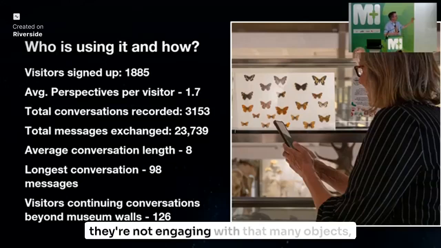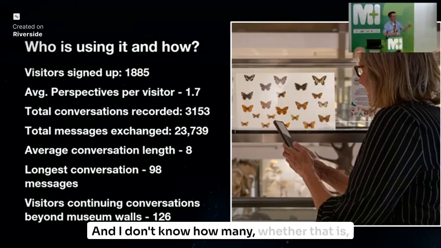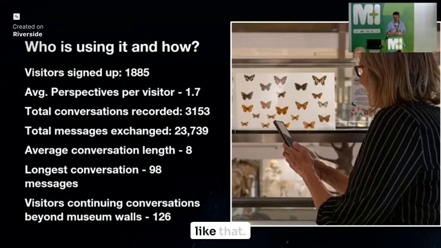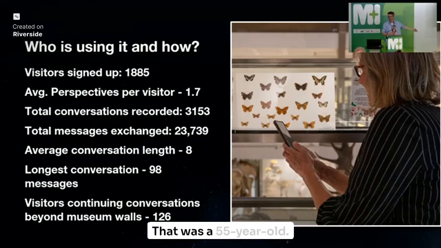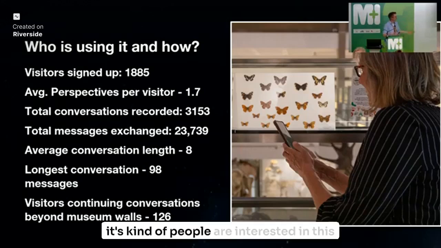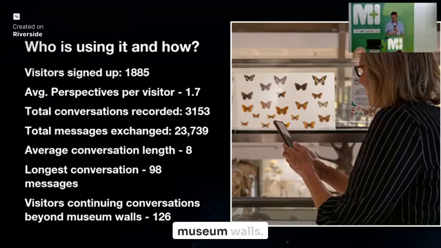They're not engaging with that many objects, so there's 1.7 per visitor. There are 15 in the museum with the opportunity. But they're talking, for example, 8 conversational messages. It's quite a few. And I don't know how that compares to a human conversation, because obviously we don't tend to track questions like that. But some people go on for nearly 100 messages. That was a 55-year-old woman visitor. So people are interested in this. And people can take their devices away, obviously, and continue to chat outside the museum walls.